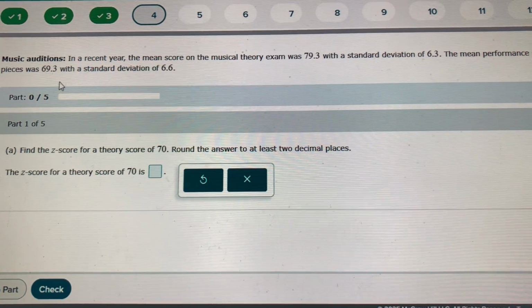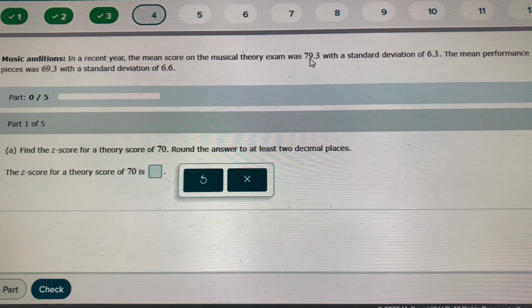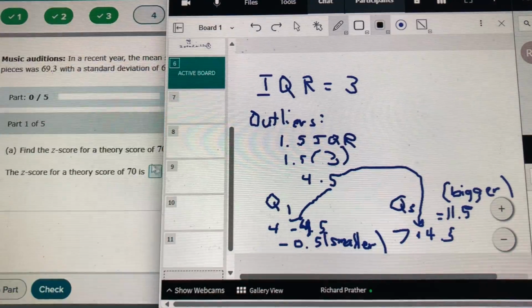Okay, here's some more about z-scores again. There was a music theory class that had an average score. The mean score was 79.3 and the standard deviation was 6.3. Somebody in that class got a 70 on their test. So they're below average, because the average is 79.3. But what's their z-score?